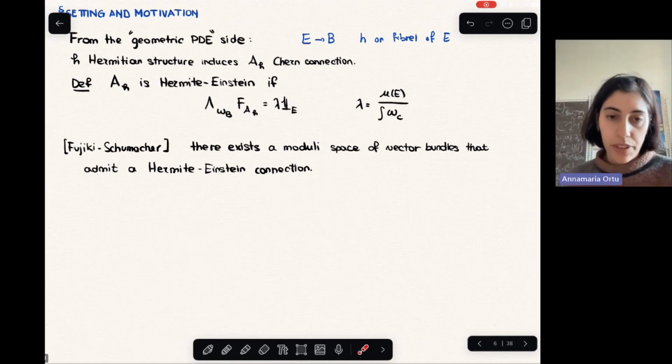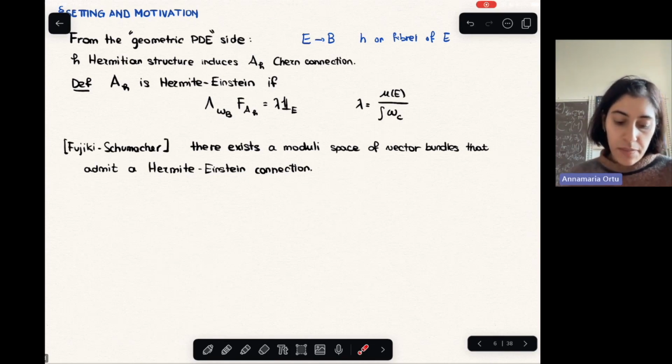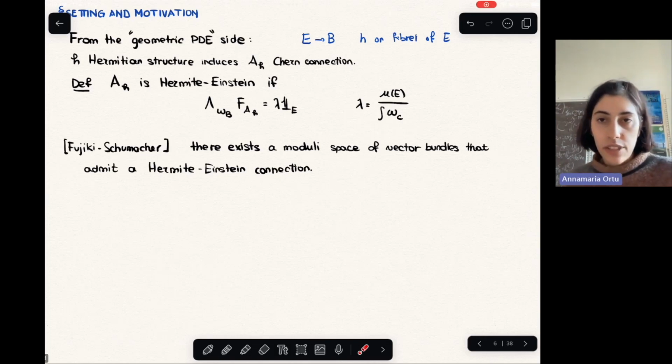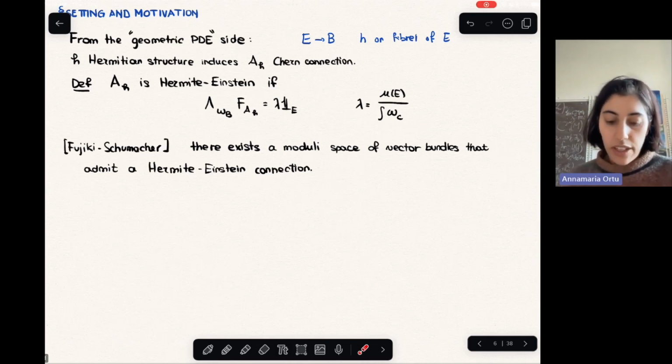And also from this point of view, looking at Hermite-Einstein connections, it's a result of Fujiki and Schumacher that it's possible to construct a moduli space of vector bundles that admit a Hermite-Einstein connection. And of course, through the Hitchin-Kobayashi correspondence, these two moduli spaces are related.